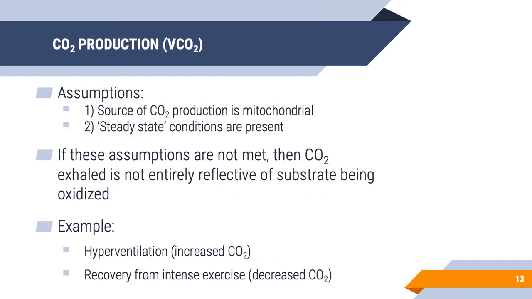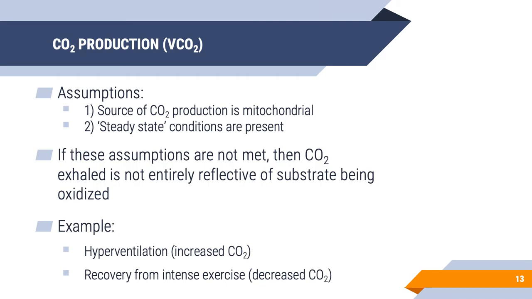So what about CO2 production? We measured this with our metabolic cart as well. We have a couple assumptions that need to be made in order to use our CO2 production for this energy expenditure calculation. First, the source of CO2 production is mitochondria, so thinking back to our TCA cycle, we know that we use oxygen in order to produce reducing equivalents through the ETC, and a byproduct of this is CO2.